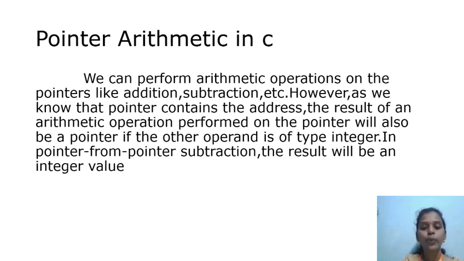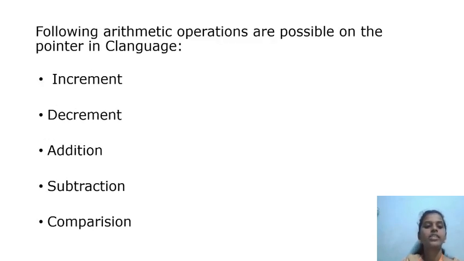If we perform an arithmetic operation on integers, the result will be an integer. We can do addition or subtraction. The following arithmetic operations are possible on pointers in C language: increment, decrement, addition, subtraction, and comparison. These are the arithmetic operations possible on pointers in C language.